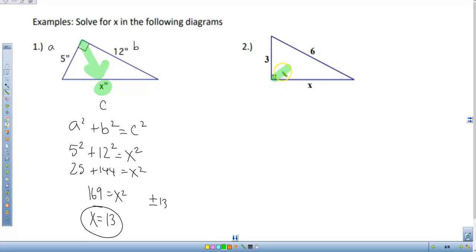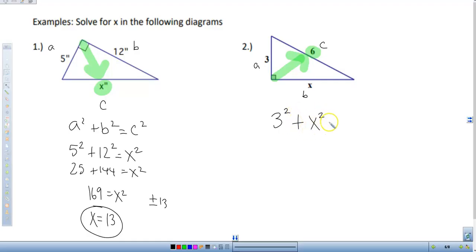All right, over here, we're going to start the same way. We identify our hypotenuse by drawing that arrow out of the right angle. That's going to be my C. A and B are irrelevant as long as they're both the legs. Doesn't matter which leg is A and which is B. So the Pythagorean theorem says A squared, so 3 squared, plus B squared, so x squared, is equal to 6 squared. Then we evaluate, and we get 9 plus x squared is equal to 36.